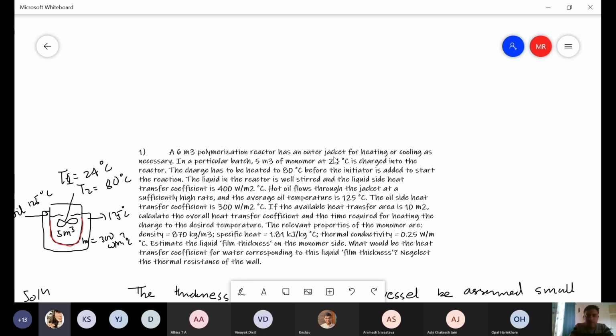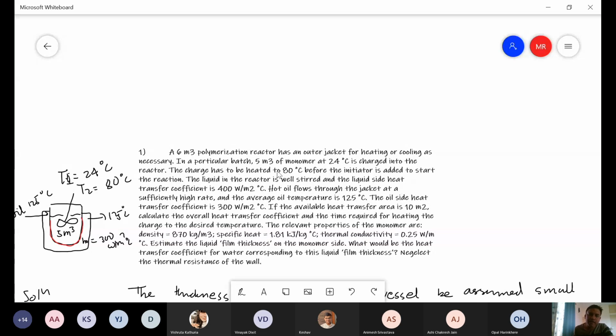Sir, the first question had a lot of details, so if you could explain the diagram again by making it. I'm doing that. Okay. So what has been given here is a 6 meter cube polymerization reactor that has an outer jacket for heating or cooling as necessary. In a particular batch, 5 meter cube of monomer at 24 degrees Celsius is charged into the reactor.